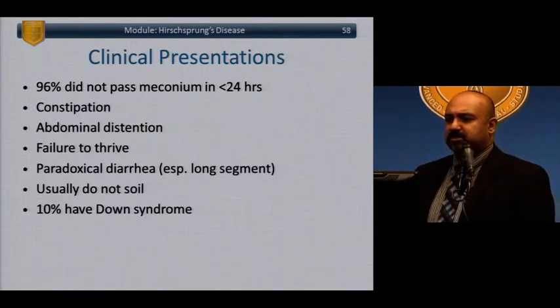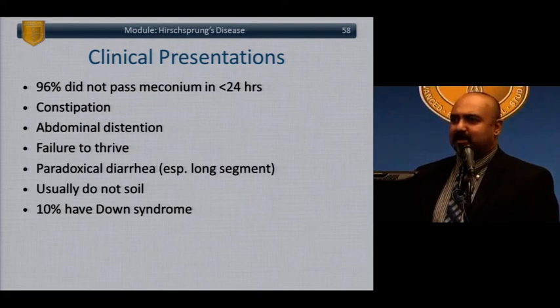Clinical presentation. Most full-term babies pass meconium within 48 hours of birth. So 99% pass meconium within 48 hours of birth. If you go 48 hours and haven't passed meconium, that's when people start looking and trying to figure out what's going on with these kids. It's constipation. You can see some abdominal distension. In very delayed cases, which we see very rarely, there is failure to thrive. You may have paradoxical diarrhea if it's long segment disease.